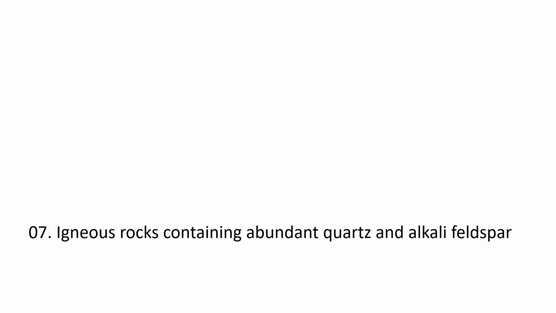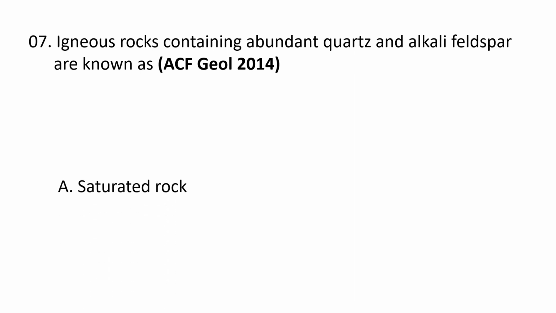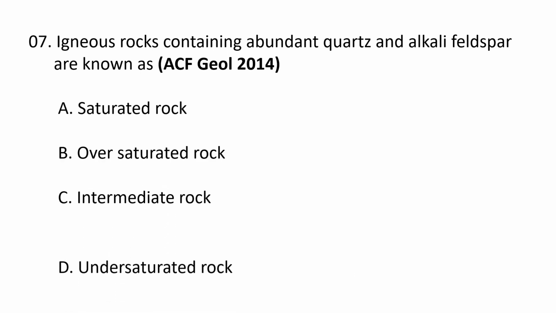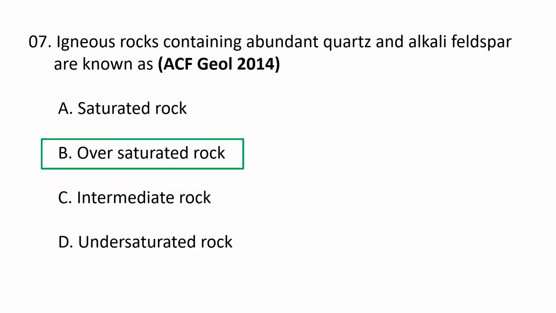Next question. Igneous rocks containing abundant quartz and alkali feldspars are known as A. Saturated rock, B. Oversaturated rock, C. Intermediate rock and D. Undersaturated rock. Igneous rocks containing abundant quartz and alkali feldspars are known as oversaturated rocks. Oversaturated means silica oversaturated. Suppose we take granite, in which there is more than enough silica to satisfy the requirements of all the major silicate minerals. That means the free silica appears as quartz in the rock. So these are oversaturated rocks. So the correct option is B.